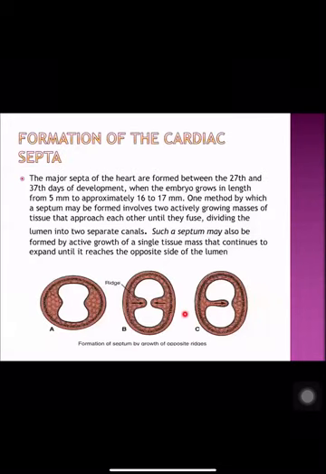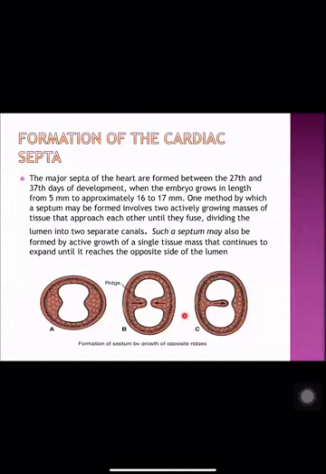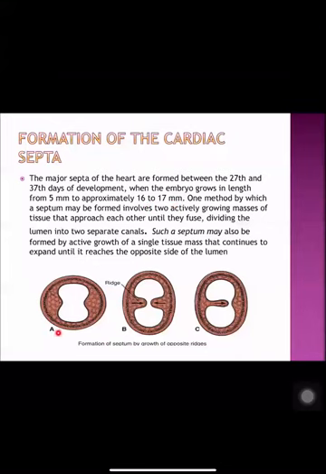Now, after the formation of the external contour of the heart, we will have the formation of its internal architecture. So we will have first the septa of the heart that will be formed between 27 to 37 days, when the embryo will grow in length from 5 millimeters to 16 to 17 millimeters. Now, the formation of the septum in general will occur in 2 methods.